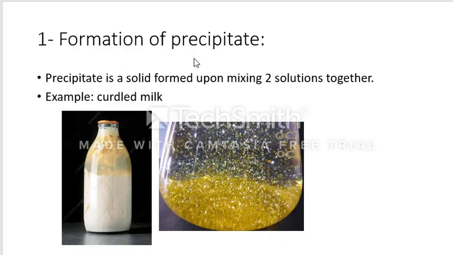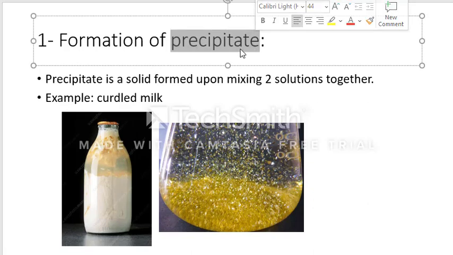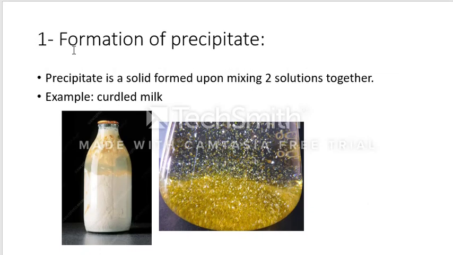So let's get started. Number 1, the first evidence is formation of a precipitate. First we need to define precipitate. We need to say what is a precipitate. A precipitate is a solid that is formed from 2 solutions mixed together. So we have 2 liquids, 2 solutions, we mix them together, a chemical reaction happens, and this solid is formed usually at the bottom of the reaction mixture, the bottom of the beaker.